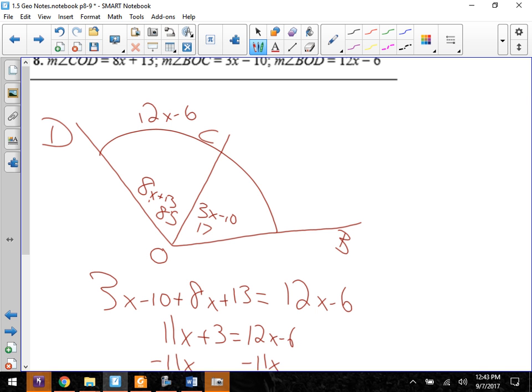85 and 17 is what? 102. Yep. So let's check and see. 12 times 9 is 108. Subtract 6, we get 102. Yay! We need math. All right. Yes.